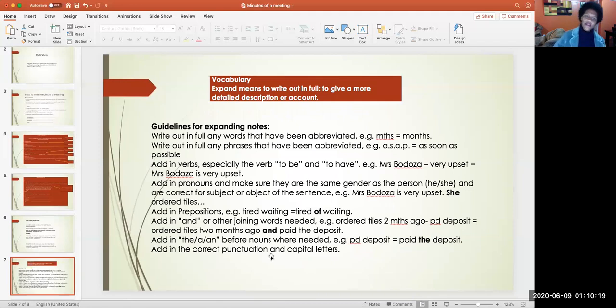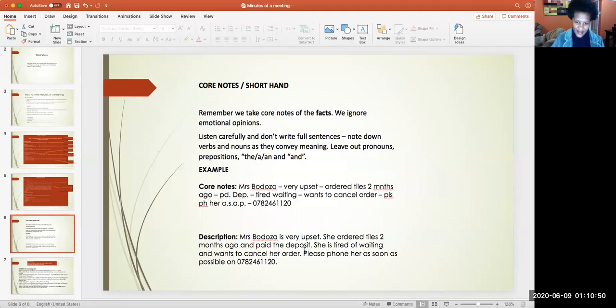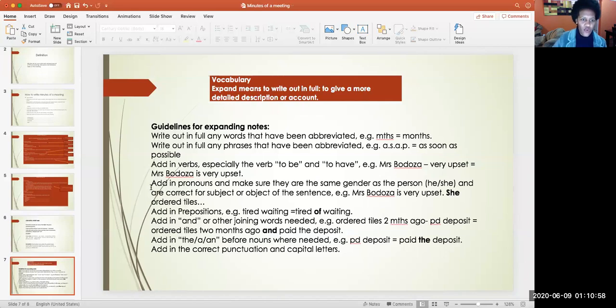All right. How do we expand? Just before I explain the issue of expansion, you need to understand the vocab, what expand actually means. Expand means to write out in full, to give a more detailed description or an account. Okay? How do you expand? I'm going to go back here again. This is expanded. It's a full detailed. It's a more fully fleshed detail than here. Okay? That's how you expand the colons.